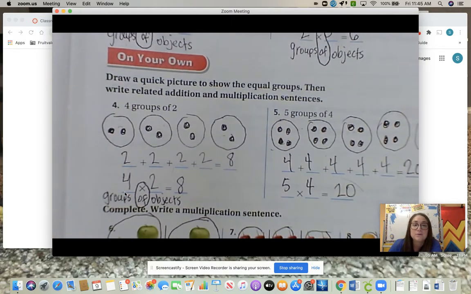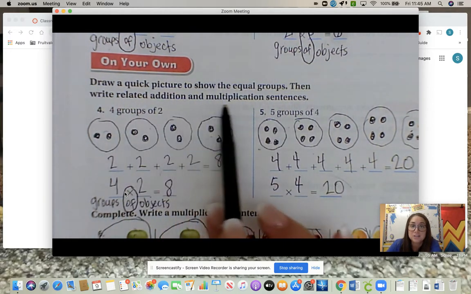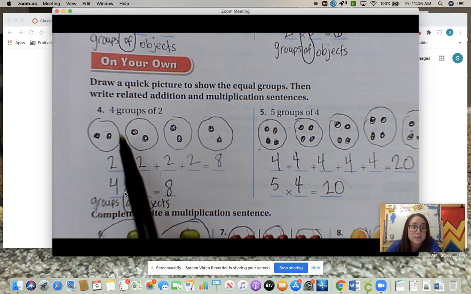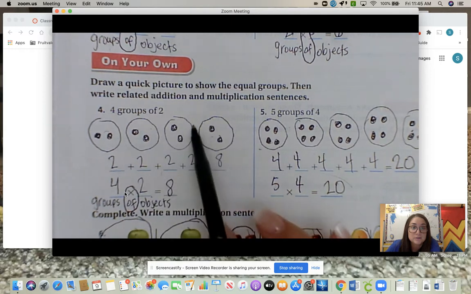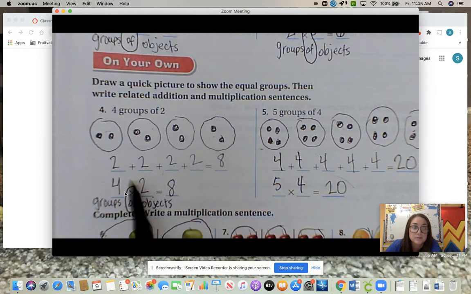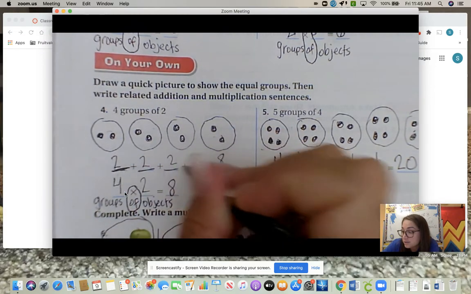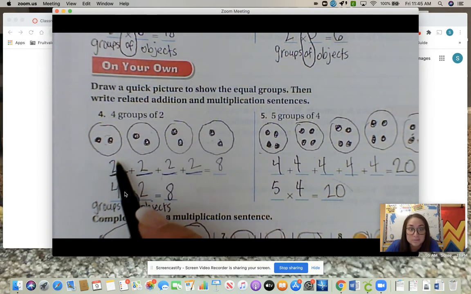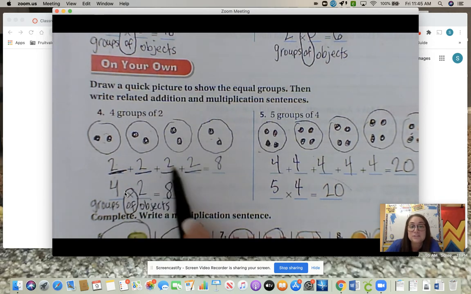Number 4, draw a quick picture to show the equal groups, then write related addition and multiplication sentences. So we just did it again. I had them do it on their own, and then we checked it. So you have 4 groups of 2. So you have 1, 2, 3, 4 groups, 2 in each. 1, 2, 1, 2, 1, 2, 1, 2. If you notice, each line is a group. So in the picture that's 1, 2, 3, 4 groups, and then write the amount of objects in each group. So we have 2, 2, 2, and 2. 2 plus 2 plus 2 plus 2 is 8.